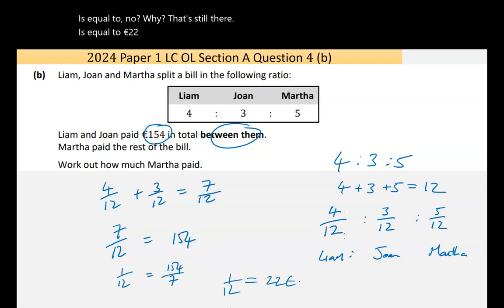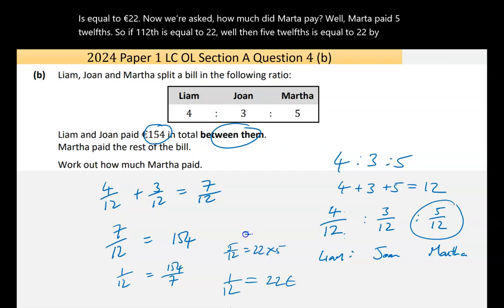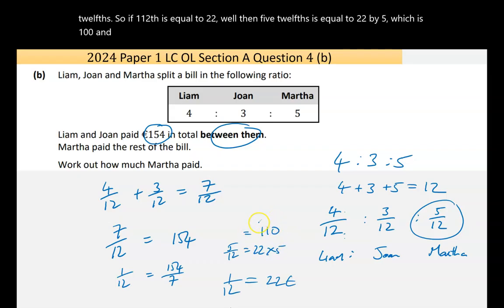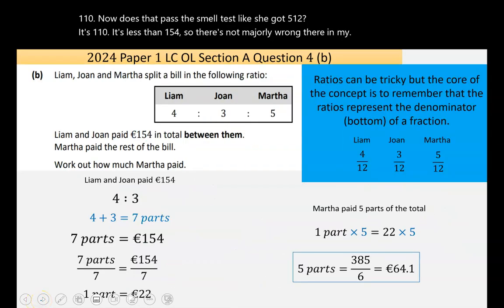Now we're asked how much did Marta pay? Well, Marta paid 5/12. So if 1/12 is equal to 22, then 5/12 is equal to 22 by 5, which is 110. Now, does that pass the smell test? She got 5/12. It's 110. It's less than 154. So there's nothing majorly wrong there in my imagination.